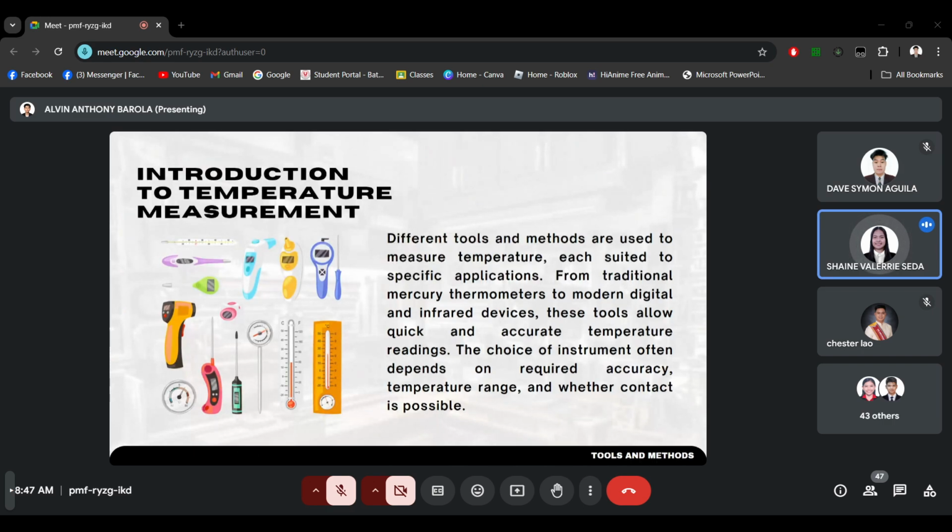There are different tools and methods used to measure temperature, each suitable for specific applications. Traditional mercury thermometers, for instance, are still used, but we also have more modern options such as digital thermometers and infrared devices. These advanced tools allow for quick and accurate temperature readings. In conclusion, temperature measurement is fundamental in our daily lives and across various industries. With the right tools and accurate readings, we can ensure safety, quality, and efficiency in processes that affect our health, environment, and technology. I'll now pass the floor to Engineer Hoson, who will start by discussing the different temperature scales.